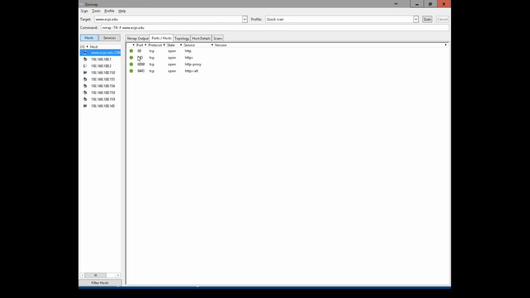80 and 443 we know HTTP and HTTPS. 8080 is generally considered a Windows proxy address. I don't know what they've got that up there for, and HTTP alternate for the port 8443.